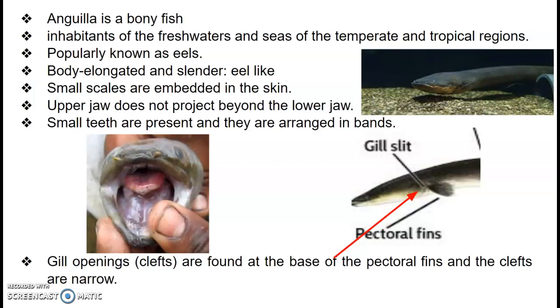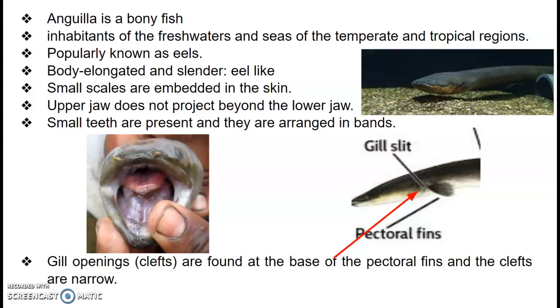Angula, we can say, is a bony fish and an inhabitant of the fresh waters and the seas of the temperate and tropical regions. You could see the picture. These are popularly known as eels, owing to their body shape, because the body is elongated and slender. In fact, we could say eel-like.